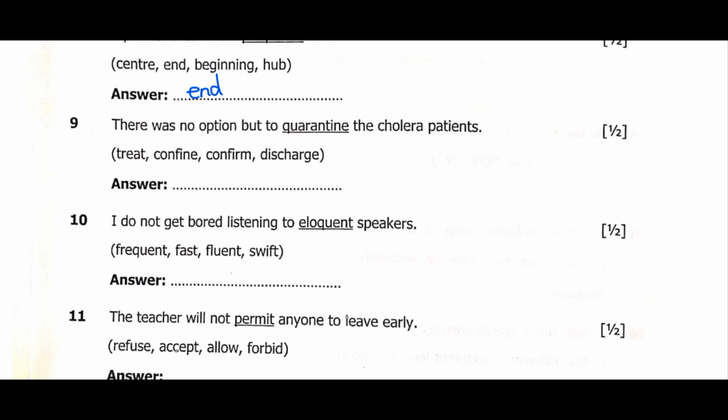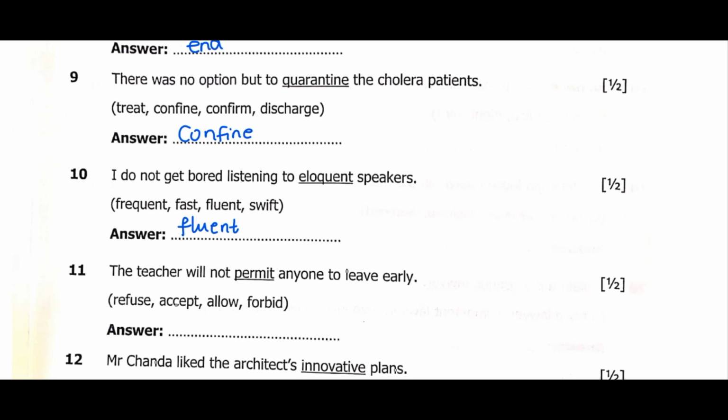Then question 9, there was no option but to quarantine the cholera patients. So to quarantine is like keeping people in a certain room for a certain period of time for treatment or to see the symptoms of a certain disease. So here the word that means same as quarantine is confine. Then number 10, I do not get bored listening to an eloquent speaker. So an eloquent speaker is someone that is fluent. Then 11, the teacher will not permit anyone to leave early. So here to permit means to allow. So will not allow anyone to leave early.